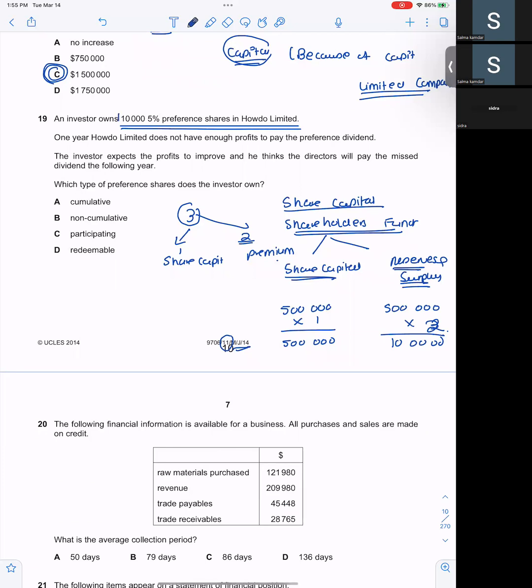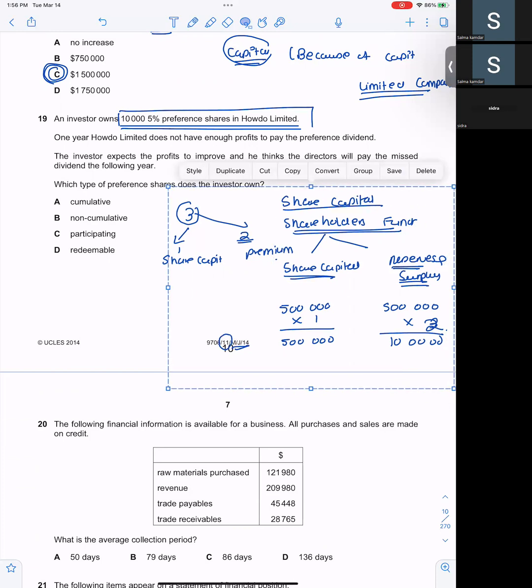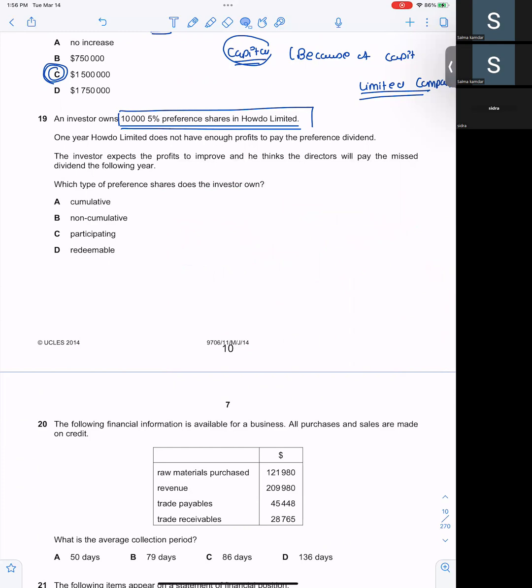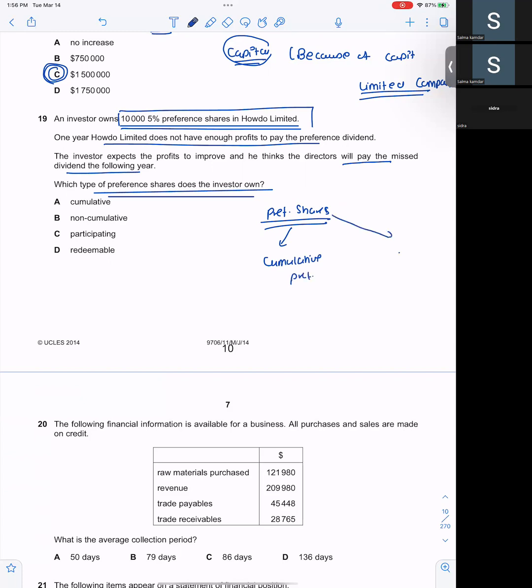An investor owns 10,000 5% preference shares. In 1 year, Howdo Limited does not have enough profits to pay the preference dividend. The investor expects the profit to improve and he thinks that the directors will pay the missed dividend the following year. Which type of preference shares does the investor own? There are many types of preference shares, almost 12 types. One is called the cumulative preference shares, and one is called the non-cumulative preference shares.